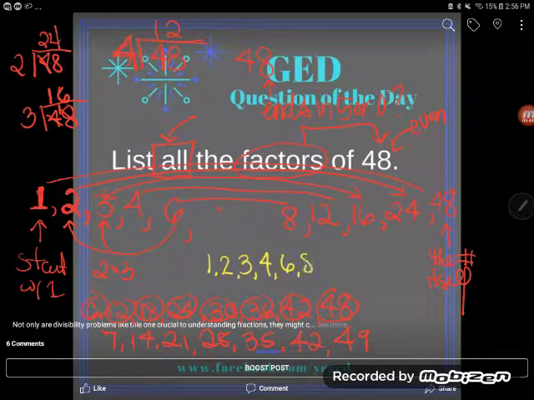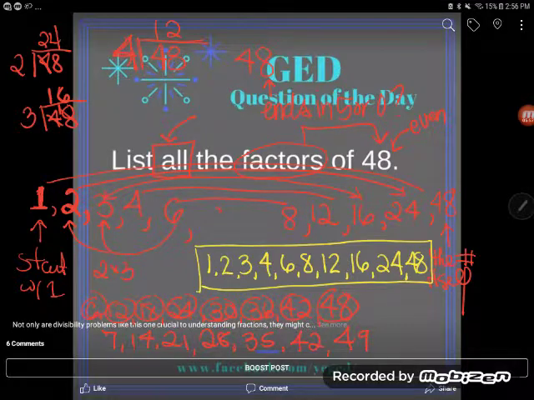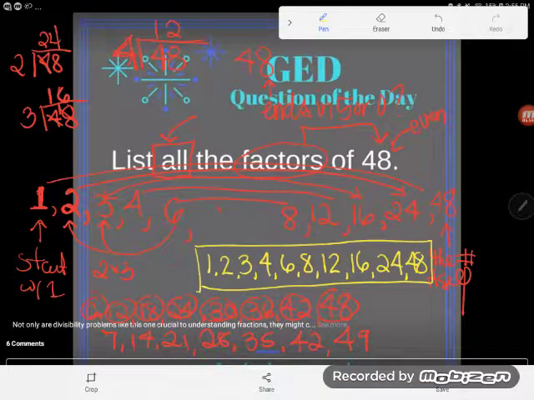And not all the problems are this complex, okay, guys? But they can get that complex, and that's why it helps to have a systematic system like the factor rainbow. Those are all my factors of 48. And so I don't just use the think-real-hard-about-it method where I'm likely to miss one or more of these factors.